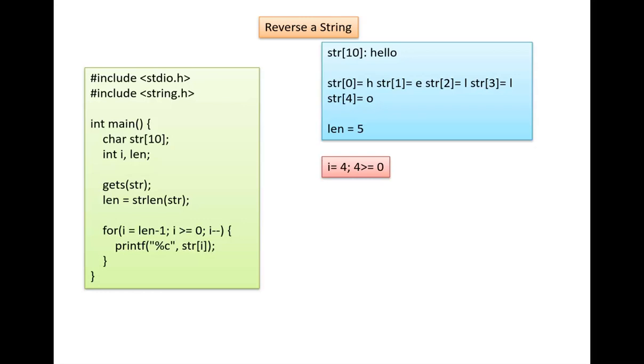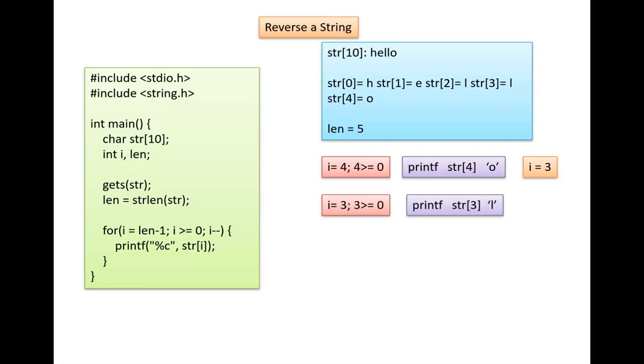Yes, i is equal to 4. 4 is greater than or equal to 0. Yes, true. So print str of i. Str of 4, which is o, is printed. i gets decremented by 1, so i becomes 3. 3 is still greater than or equal to 0, so print str of 3, l is printed. i becomes 2. 2 is greater than or equal to 0, so printf str of 2, l is printed.